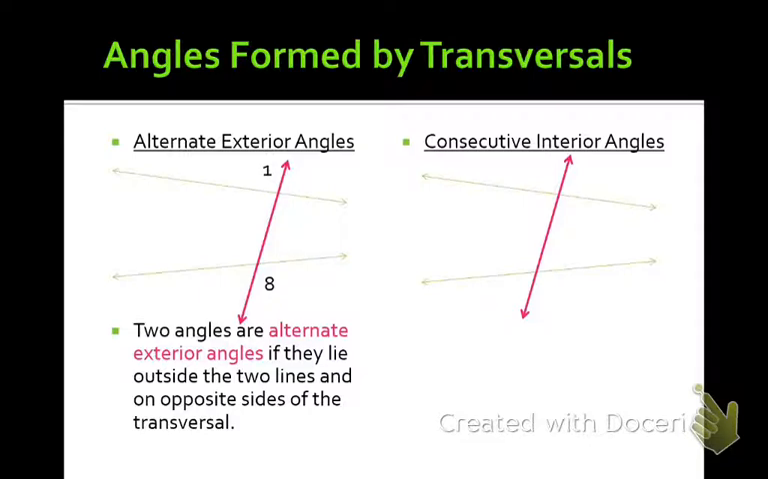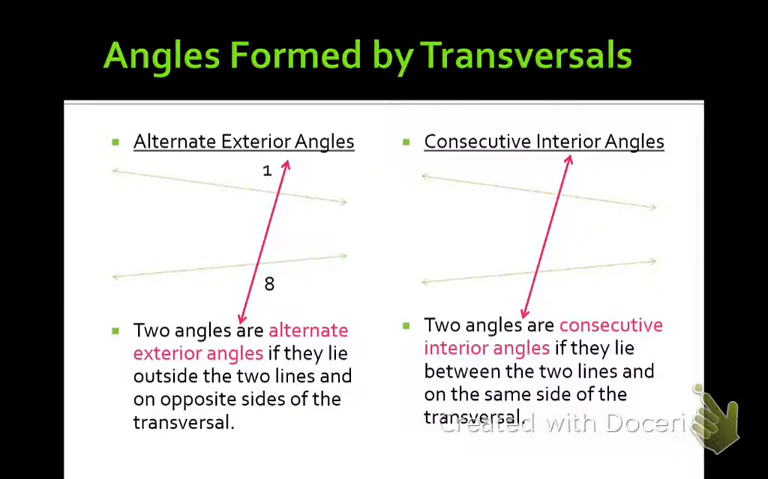Consecutive interior angles. Consecutive tells you they are next to each other. Interior means they are inside the two lines. Consecutive interior angles would be 3 and 5. There's no line separating them. They're right next to each other. They're consecutive, 3 and 5, and they're inside the green lines. There'd be the two angles on the other side of the red line. That pair would be consecutive interior angles.